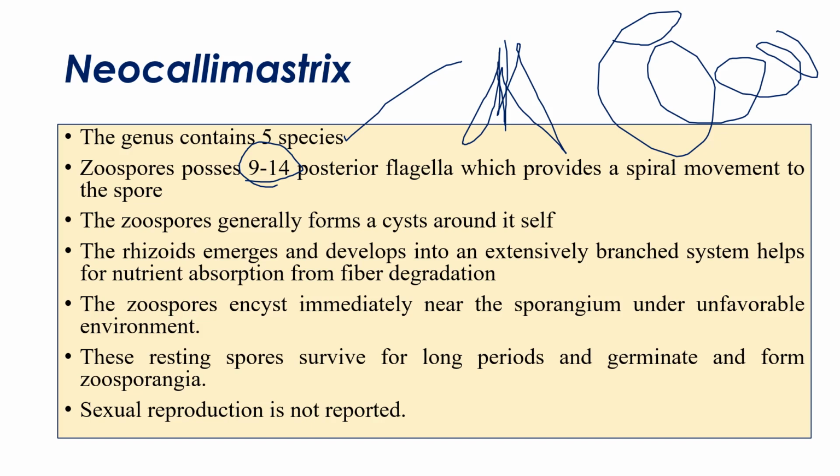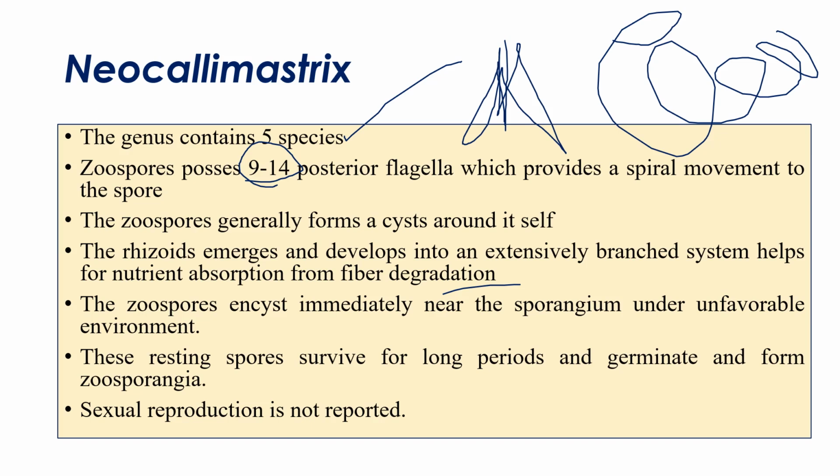And these rhizoids, the anchoring organs, are extensively branched, with too much branching. Why are these rhizoids helpful? The rhizoids are generally an anchoring organ and also a nutrient-absorbing organ, helpful for strong attachment, and they also absorb nutrients. They are also helpful for fiber degradation, because it needs to get the fiber from the rumen of the host, so it will degrade the fiber that is required.